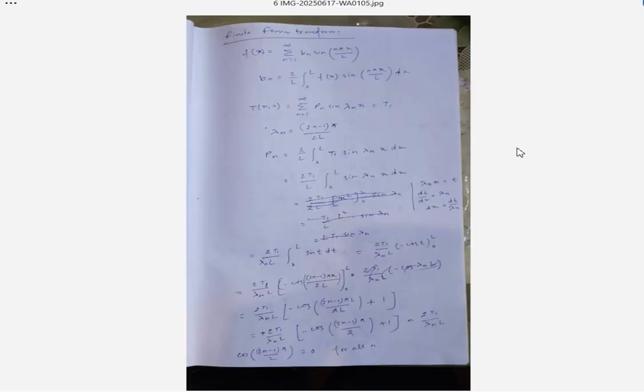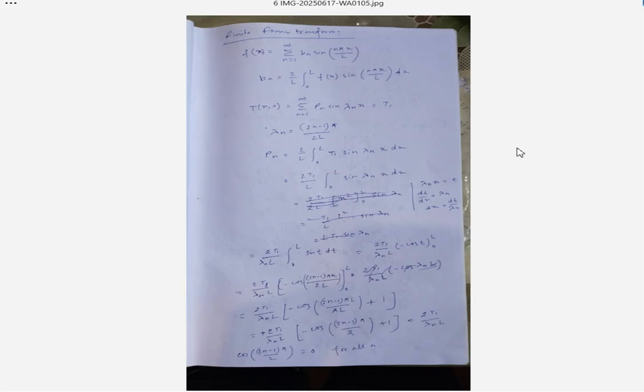Now next is finite Fourier transform. So here we have used the limit 0 to L for the Bn terms. In the finite Fourier transform, if we have a function f of x equal to the summation of n equals 1 to infinity of Bn multiplied by sine of n pi x by L. L is a unit in length, but it can be any variable.